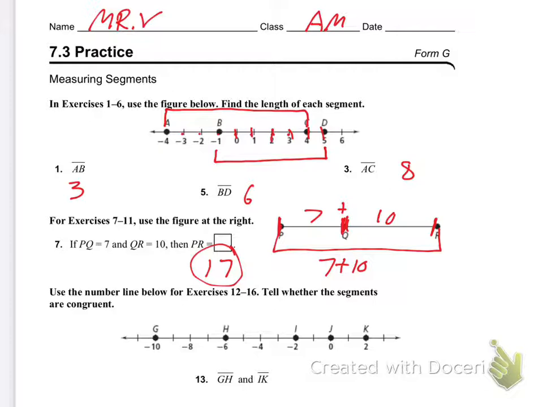Use the number line below, tell whether the segments are congruent. So I'm looking at GH, and then I'm looking at IK. Now I'm not worried about where they are on the number line, or if they're positive or negative. I'm just looking at how long they are. So G to H is 1, 2, 3, it's 4 long, right? So GH is equal to 4, and then IK is 1, 2, 3, 4. So I would say yes, they are congruent.